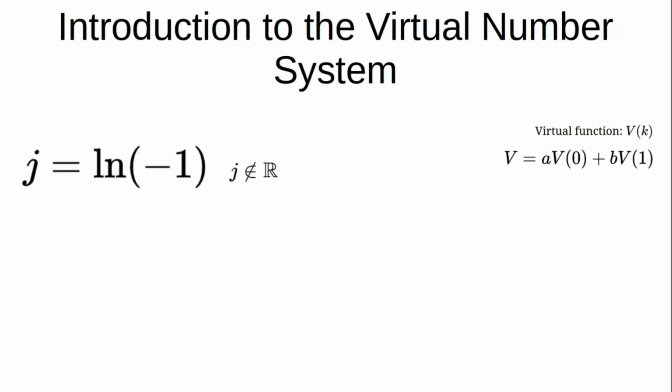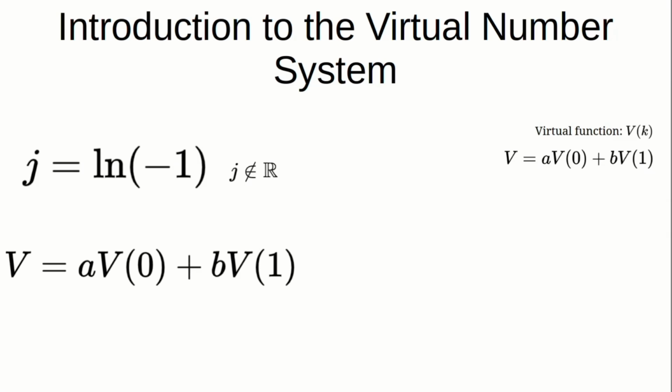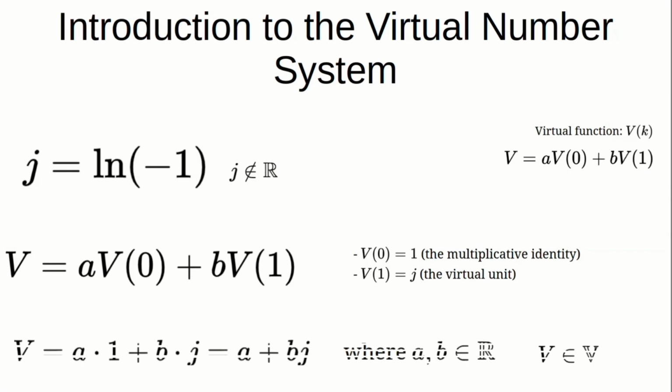A virtual number is expressed as v equals a times v of 0 plus b times v of 1. Here, a and b are real numbers, and the virtual functions v of 0 and v of 1 are defined as follows. V of 0 equals 1, which acts as the multiplicative identity. V of 1 equals j, which is the virtual unit we just introduced. So rewriting a virtual number using these definitions, we get v equals a times 1 plus b times j, which simplifies to a plus b times j. This notation is similar to how complex numbers are written, but remember, j is not the square root of -1.